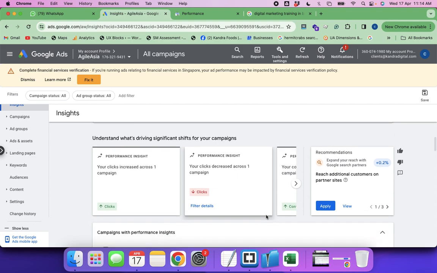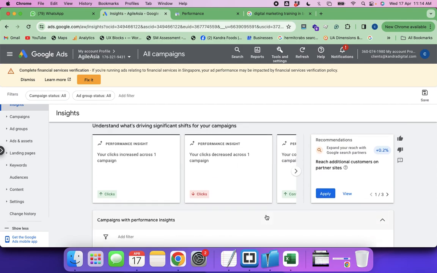Understand what's driving significant shifts for your campaigns. Now, the artificial intelligence of this platform is just observing various things related to your account and speaking about the same. Your clicks increased across one campaign. Even you or me or anybody here in this class can look at this and tell that today one click has improved, today we got sales from Singapore, today we got sales from Malaysia, Hong Kong, right? That's exactly what this insight is speaking. So it becomes easier for you. Somebody is helping you out without you putting in any effort.